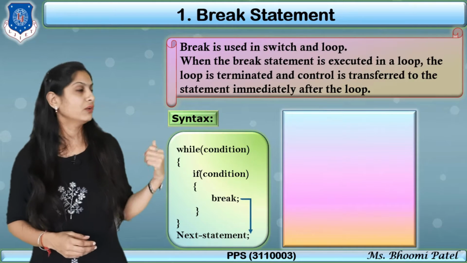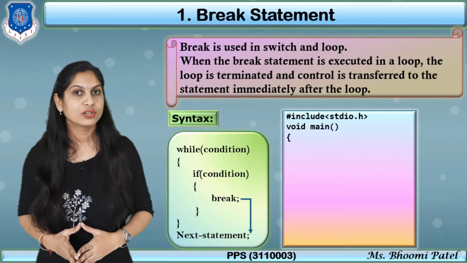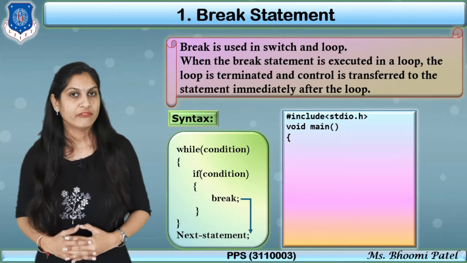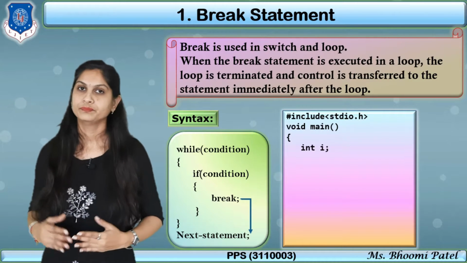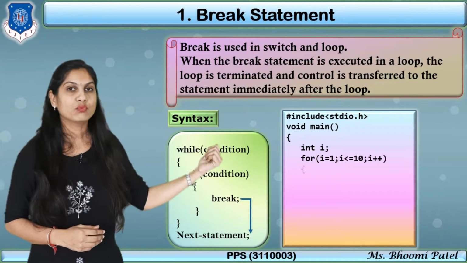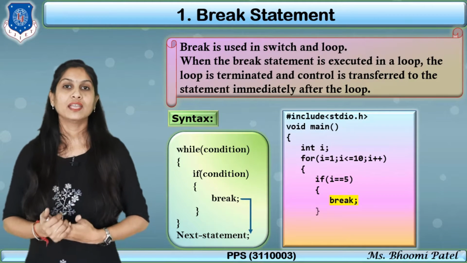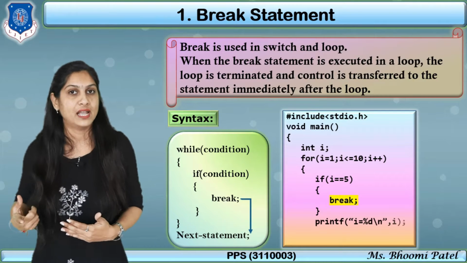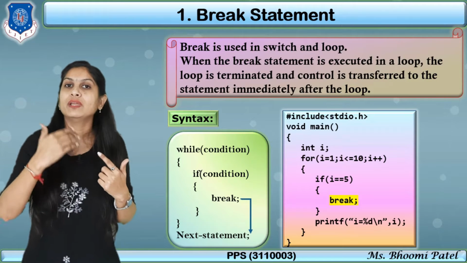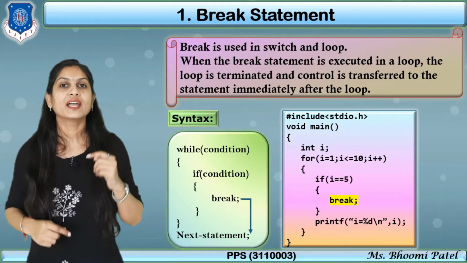Now let's understand better with a simple example. First we write the header file, #include <stdio.h>. Then in void main we take one variable, integer i, and here I am using break in a for loop. So for i equals 1, i less than or equals 10, i plus plus. What is the meaning of it? Here our loop will be executed 10 times. It starts from 1 and stops at 10, and the value of i is incremented: 1, 2, 3, 4, likewise. The loop is executed a total of 10 times.